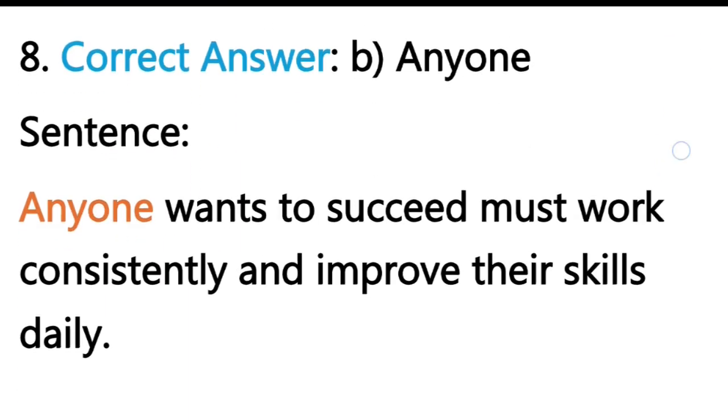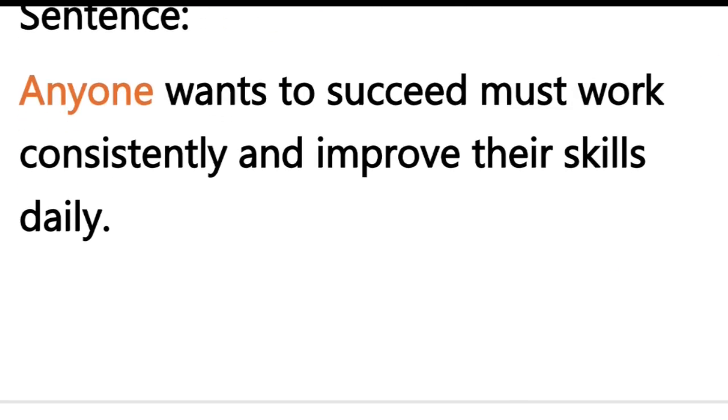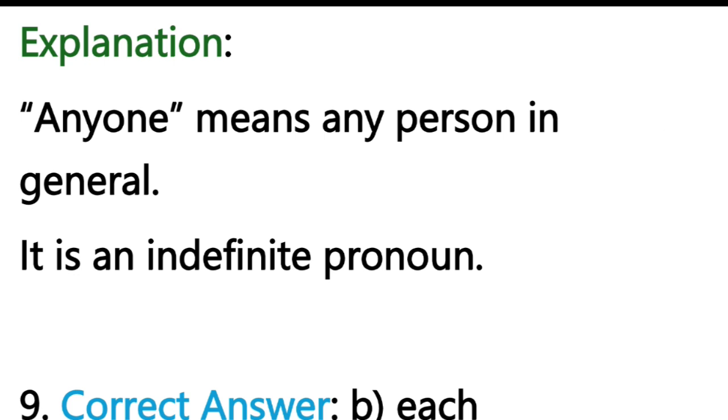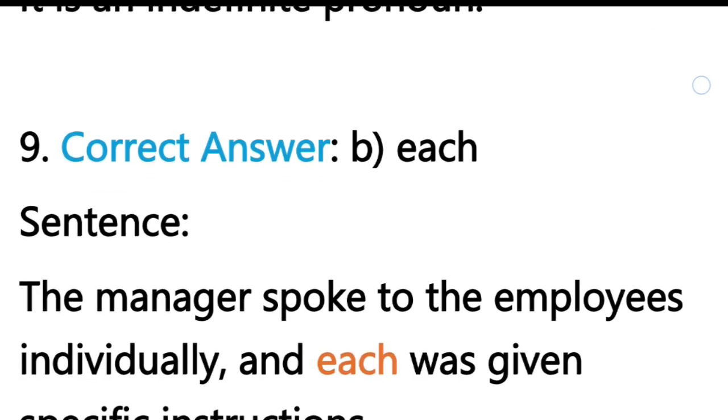Let's talk about question 8, which says, dash wants to succeed must work consistently and improve their skills daily. Answer will be, anyone wants to succeed must work consistently and improve their skills daily. So we have used anyone, which is talking about an indefinite pronoun. Anyone means any person in general, and hence this is an indefinite pronoun.